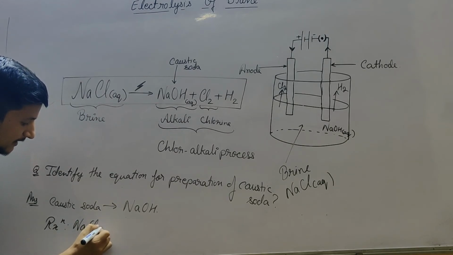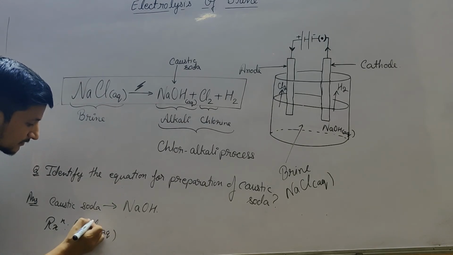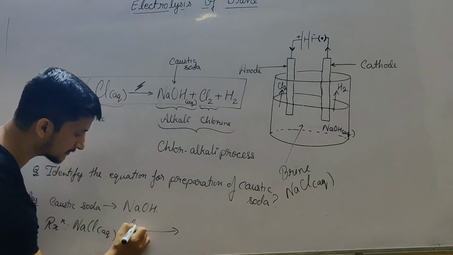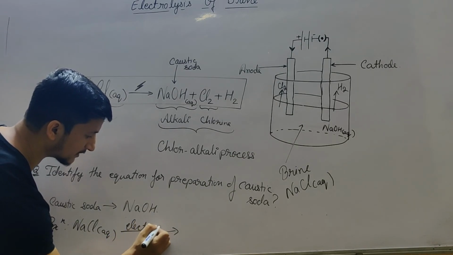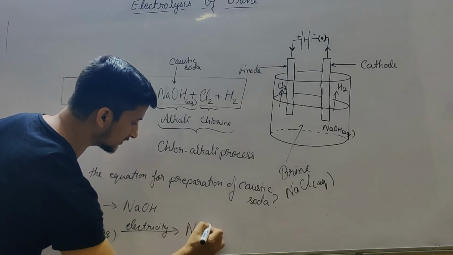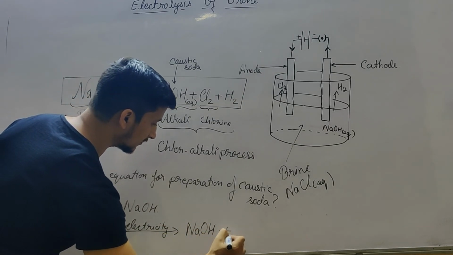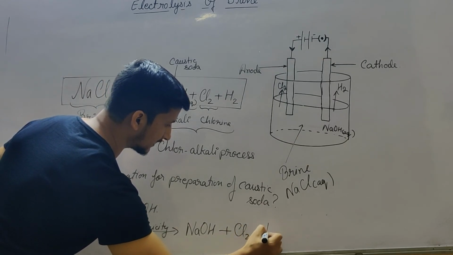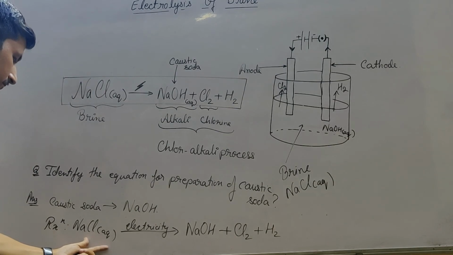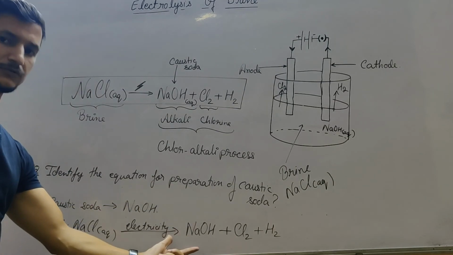sodium chloride aqueous solution, which is called brine. In this aqueous solution we will pass electricity. When electricity is passed through this, we will get caustic soda, that is sodium hydroxide. Along with it, chlorine gas will be formed and hydrogen gas will be formed. So this is the reaction for preparation of caustic soda.